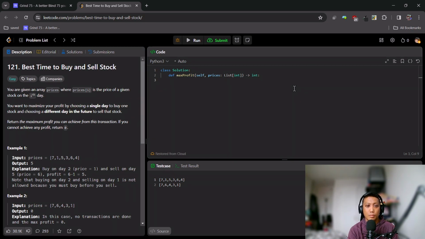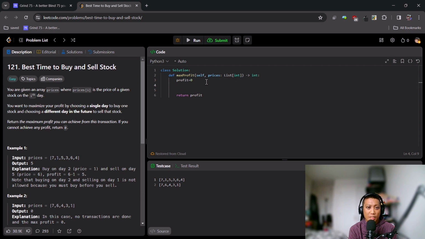Okay, so say profit equals 0 to initialize that. Return profit. Okay, so in the example of prices [7, 1, 5, 3, 6, 4], buy on day 2, price is 1, sell on day 5. Okay, so you must buy before you sell.